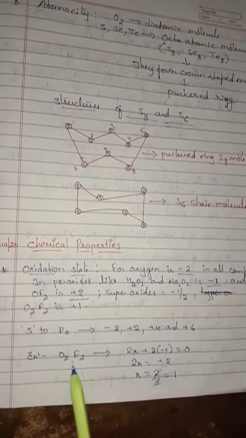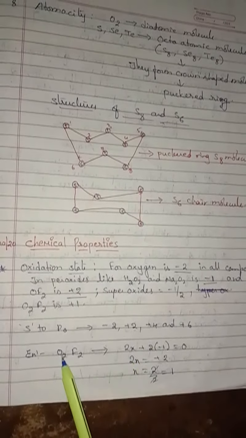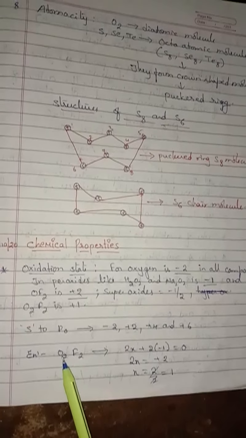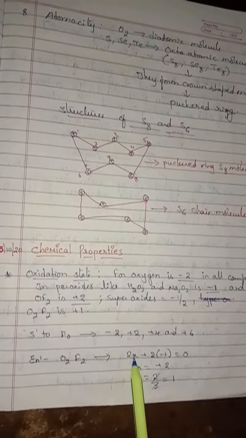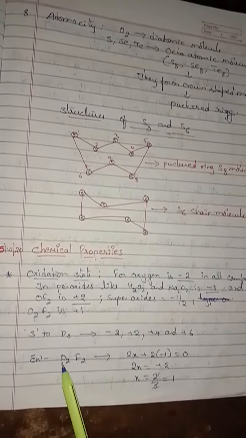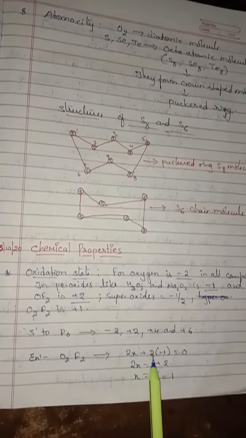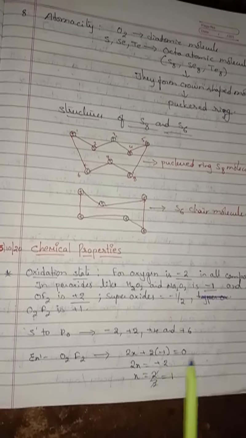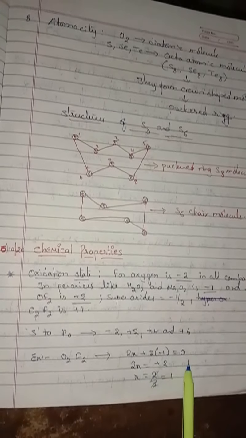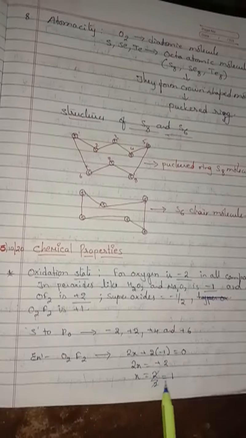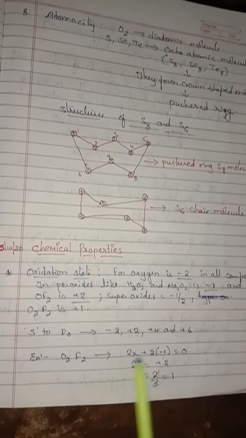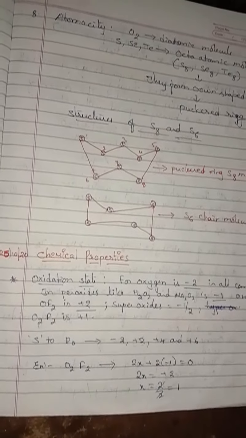Look here, O2F2. As we want to find the oxidation state of oxygen, we have taken 2 into X, since there are 2 oxygens and the oxidation state is taken as X. So 2X plus 2 into -1 equals 0, 2X equals +2, that is X equals 2/2 equals 1. This is how you have to find the oxidation state for any other compounds also.